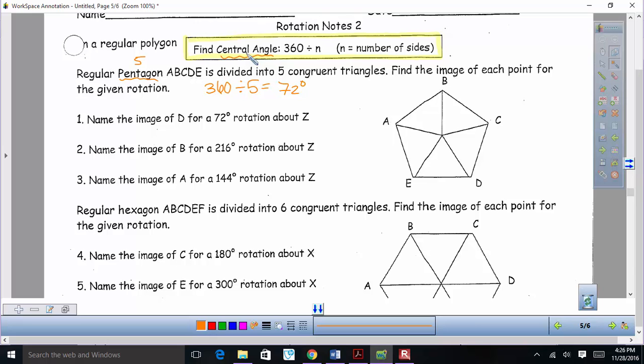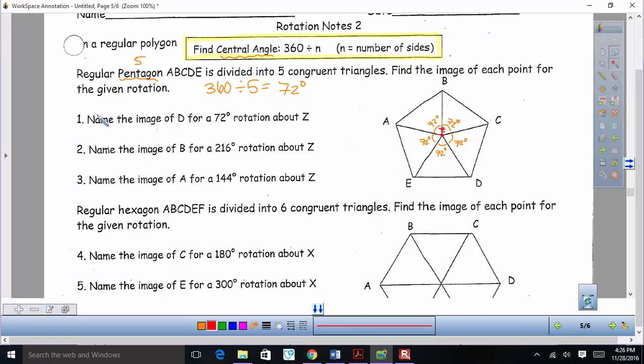Now, a central angle is in the very center of the figure. So this would be a central angle. This would be a central angle. This is a central angle. This is a central angle. And this is a central angle. So this tells me that each one of these angles is 72 degrees. And on your notes, you have that this point right here in the center is labeled Z.